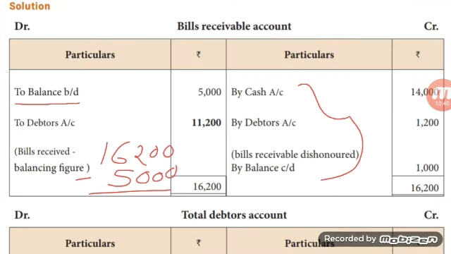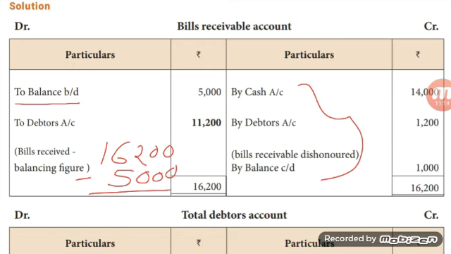Then find the balance. How? By finding the difference between the credit total and the debit total. The credit total is 16,200 and the debit total is 5,000. The difference between the two, 16,200 minus 5,000, is equal to 11,200. 11,200 is bills received during the year. Children, this amount you should take to the debtors account, opposite side.